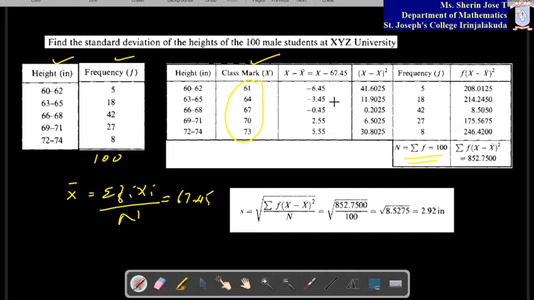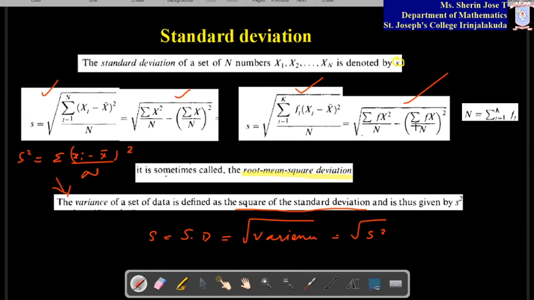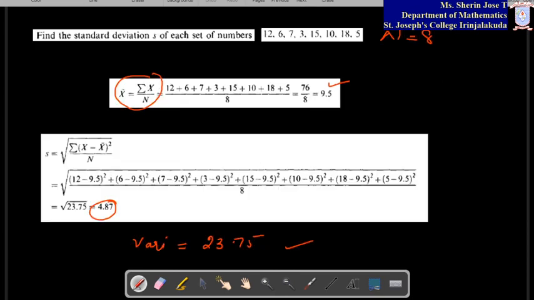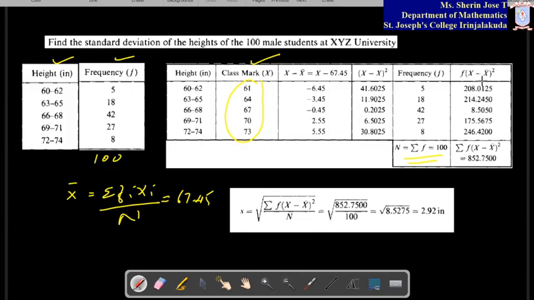So all these terms are squared. You get it in this way. Then you have to multiply the frequency with (x minus x bar) squared from the formula. What is the formula? This was the formula. You have to multiply the frequency. So multiply it and find the sum of it, you will get 8.